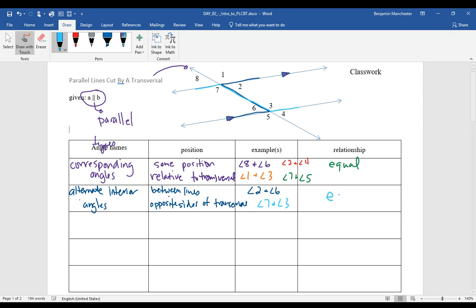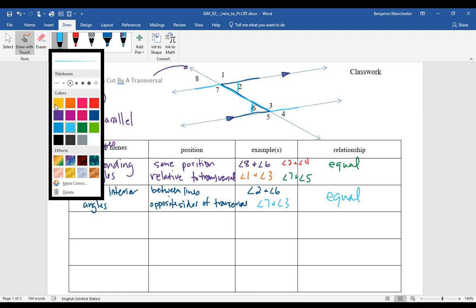Okay, and if we're looking at these ones, there's another theorem that says alternate interior angles are equal. And there'll be a proof of that theorem a little bit later. But for right now, know that alternate interior angles have the same measure. So the measure of angle 2 is the same as the measure of angle 6. And the measure of angle 7 is equal to the measure of angle 3. Okay, lots of good things here.